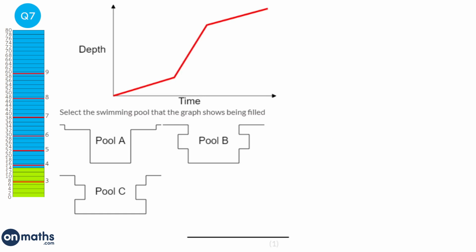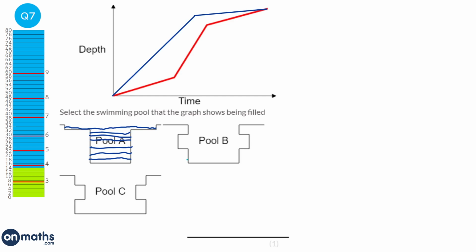So with each of these pools, try and imagine it being filled. So pool A, first of all, we've got water coming into it, and it's actually going to go quite quickly initially, and then it will hit a point at the end where actually it will go really quite slowly because it's a wider pool. So we would imagine that the graph for pool A would go quite quickly at the start, and then at the end it would go much slower. And that doesn't really describe, the red graph doesn't really describe that at all.